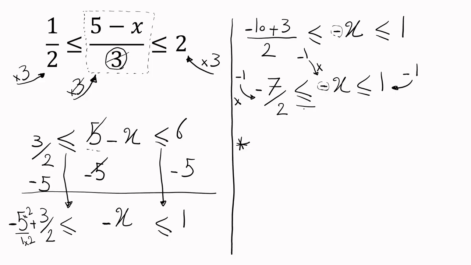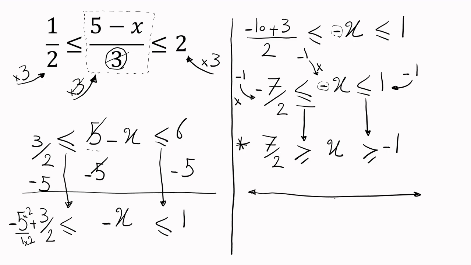So I'm going to change the direction of this one. It's going to be like this. And I'm going to change the direction of this one. It's going to be like this. If I multiplied minus x by minus 1, I'm going to have x. If I do this multiplication, I'm going to have 7 over 2. And if I do this multiplication, I'm going to have negative 1. And I can show that on a number line.